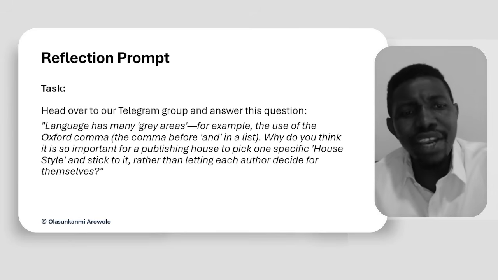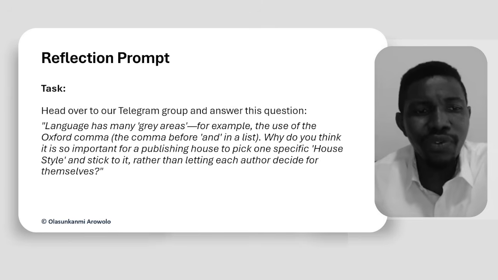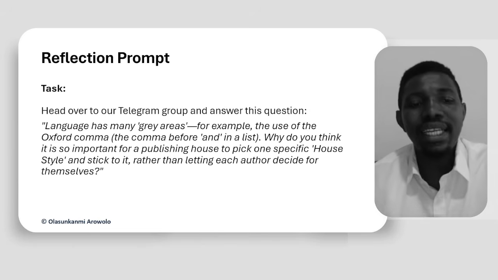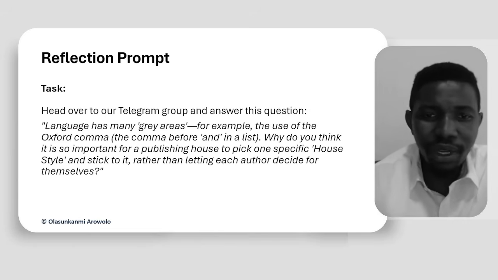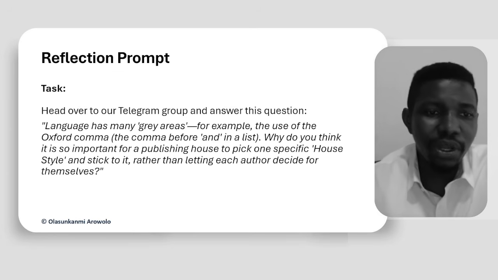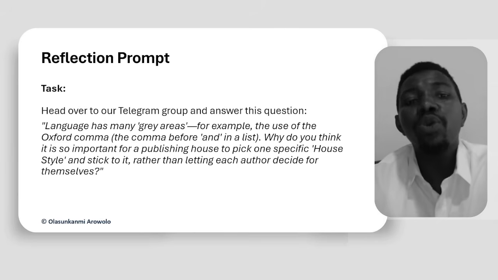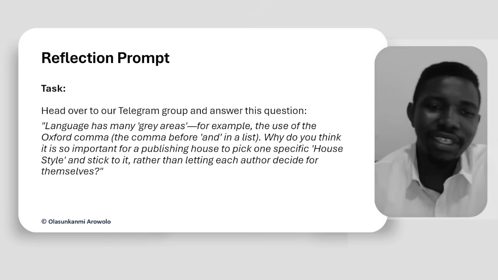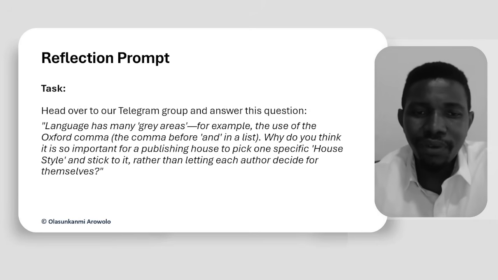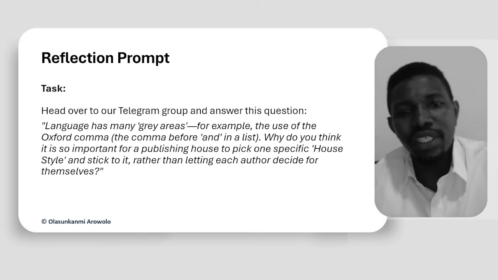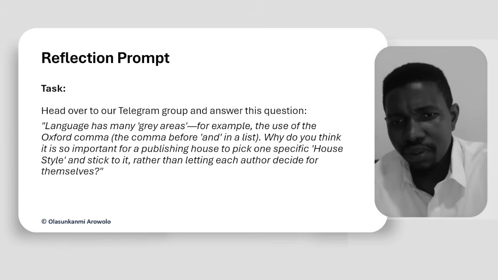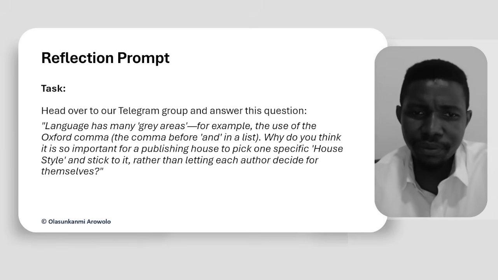Language has many gray areas. For example, the use of the Oxford comma, the comma before and in a list. You know, when you are making a list of things, there is this Oxford comma. So, for example, why do you think it is important for a publishing house to pick one specific house style and stick to it, rather than letting each author decide for themselves? I want you to think critically here. If every author chooses their own punctuation and spelling rules, what problem will occur?